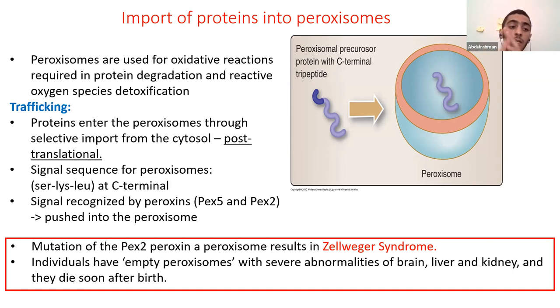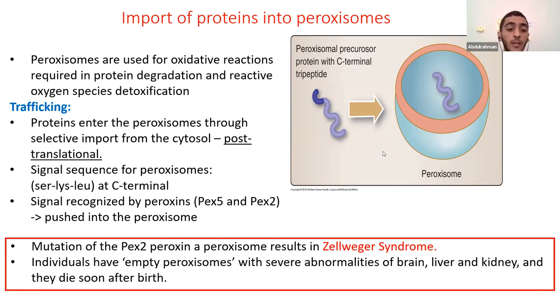The protein is made. It's going to have a signal sequence, which is serine, lysine, and leucine at the C-terminal. The C-terminal is at the end. So it's going to have serine, lysine, leucine at the end. The peroxin 5 and peroxin 2 are going to pull the protein into the peroxisome. And then we got the protein inside the peroxisome.